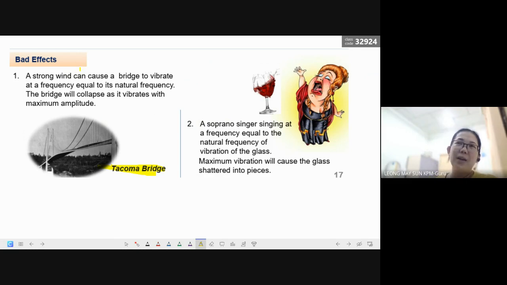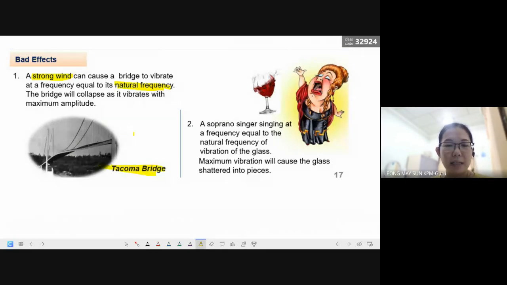I think they only managed to use this Tahoma Bridge for less than half a year or one year. The main reason is that they did not calculate the natural frequency of the bridge with the surrounding environment. We are not talking about the bridge swinging left and right. The main reason is when a strong wind comes and blows. The Tahoma Bridge is actually built in between two valleys. It's connecting two areas, and there is a big river underneath the bridge.